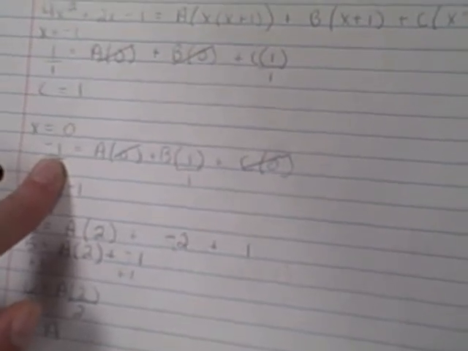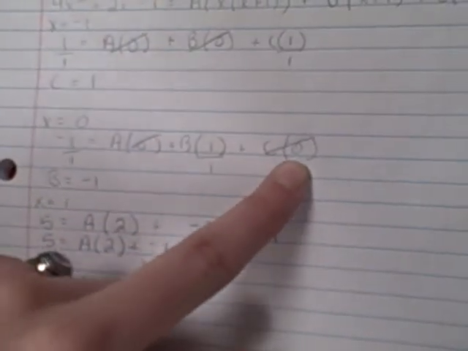Next, I picked 0, and you put 0 into this whole equation. You're left with −1, and −1 equals A times 0 plus B times 1 plus C times 0. So since you don't have an A or a C, you're left with B times 1. You simplify that, and you're left with B equals −1.